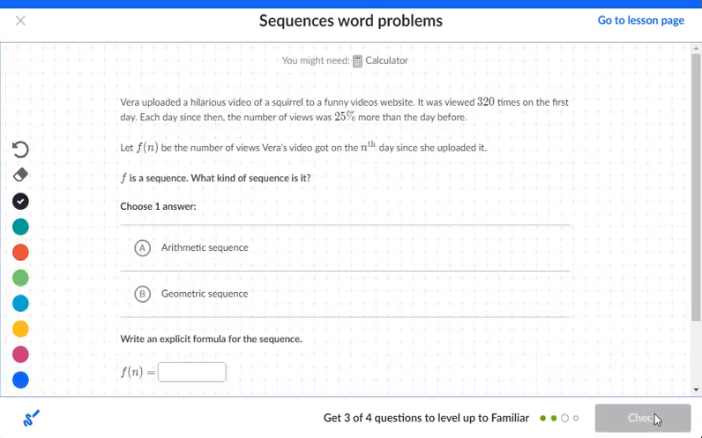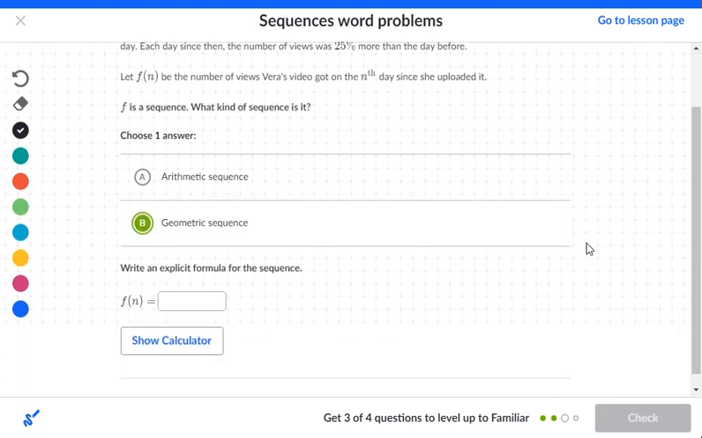Okay, Vera uploaded a hilarious video of a squirrel to a funny video website. It was viewed 320 times on the first day. Each day since then, the number of views was 25% more than the previous day. So again, you see the percent there. We stated before that if we have a percent, it's going to be geometric sequence.